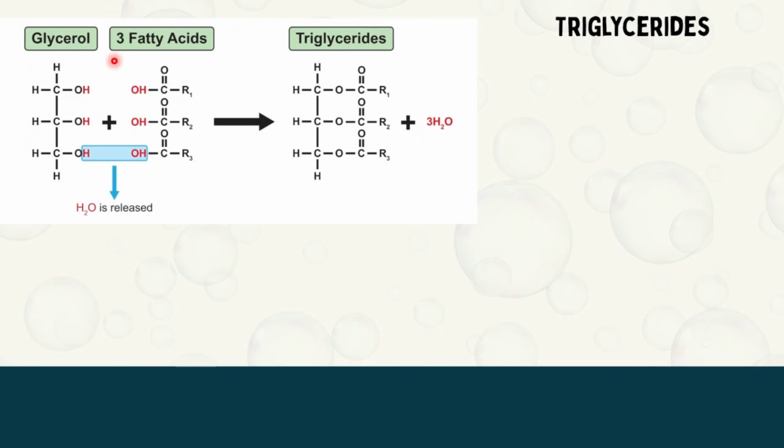This is the structure for glycerol. It is a three carbon structure. By the time you add three fatty acids, this is one fatty acid, this is another fatty acid, and this is another fatty acid. The arrow is just your alkyl group. So this is your carboxylic group attached to your alkyl group.